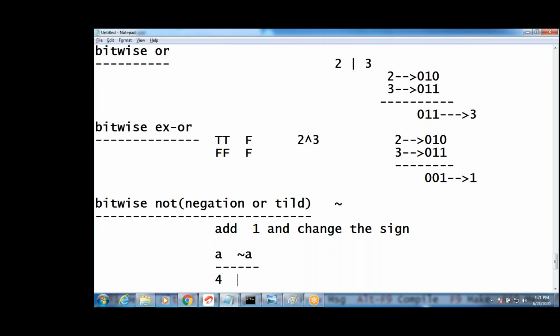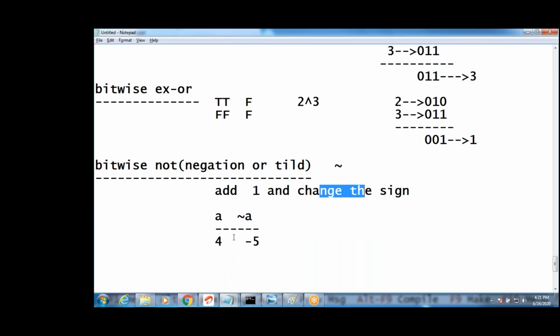See this. For example, negation of A. Add one and change the sign. A value is how much, guys? 5 or 4. Negation of A, minus 5. That's all. Add one and change the sign. 4, minus 5. The next one, 5, guys, minus 6. Add one and change the sign. Now minus 3 plus 2. Add one and change the sign. I think you understood how to add one and change the sign.